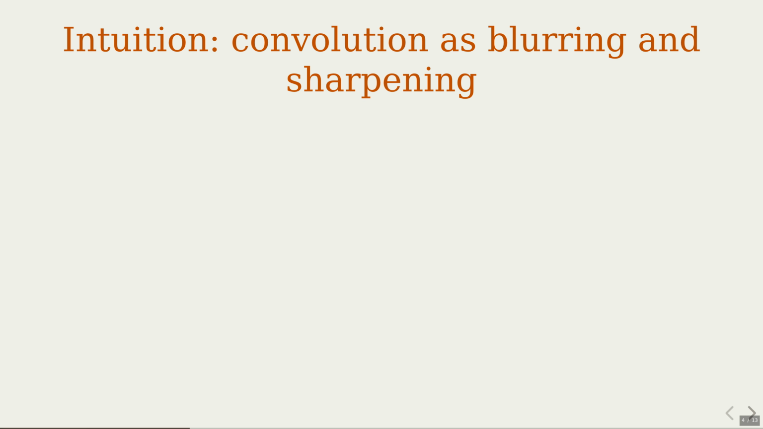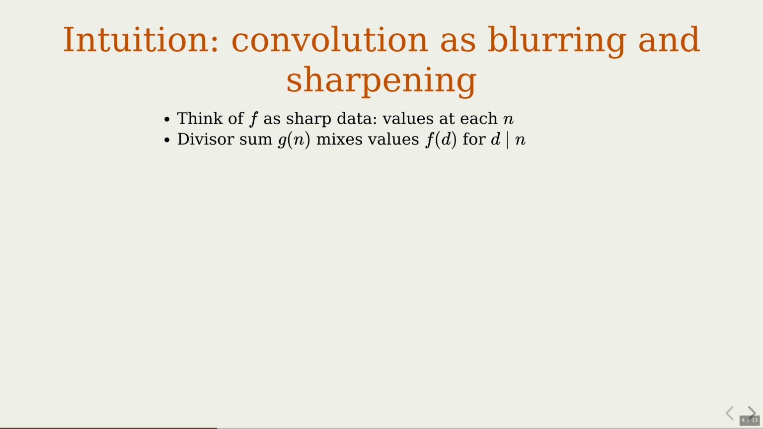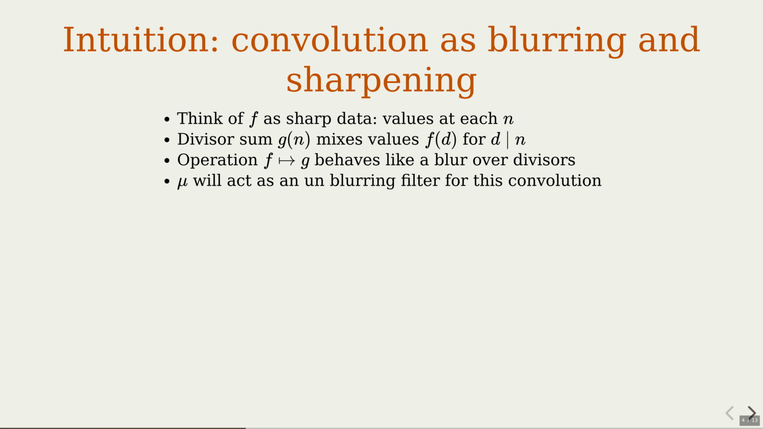Before we jump into the theorem, it helps to build a mental picture for what this divisor sum operation is doing. Picture a bar chart where the height at each integer n is the value of f at n, giving a sharp profile. Now, g at n is built by pooling together the bars of f at every divisor of n, so information at small d spreads to many larger n. So g looks smoother, because each n averages or aggregates several f values instead of a single one. Right. Mu is carefully designed so that when you convolve with it, the extra contributions from unwanted divisors cancel out, and you recover the sharp original f.